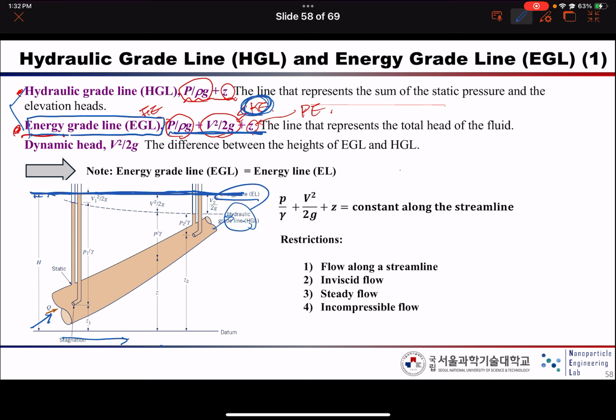But the hydraulic grade line, if we neglect the kinetic energy, so this kinetic energy is converted to potential energy or flow energy, right? So this will be changed. This kinetic energy will slightly decrease as the flow goes from the left to the right. These two concepts tell you that the energy grade line is always constant, but the hydraulic grade line can change along the streamline.